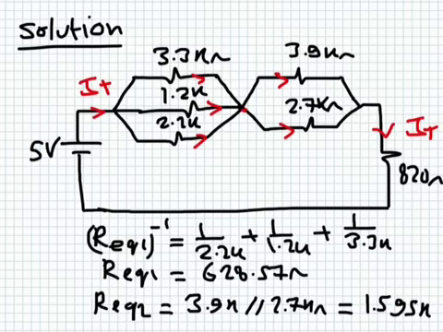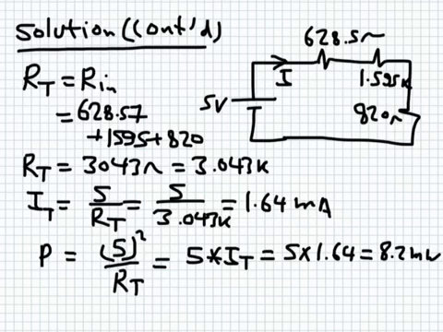I can get the total power delivered, which is simply equal to this voltage squared divided by the total input resistance. And then I can get the total current drawn from the source, because the total current drawn from the source is equal to the 5 volts divided by the total input resistance. So this whole circuit can be replaced by just one resistance, which is the sum of this one, 820 plus 628.57 plus 1.595K. So we proceed, we replace.